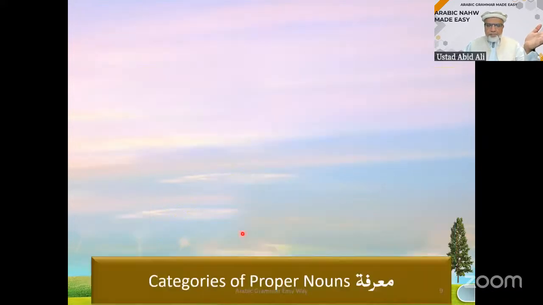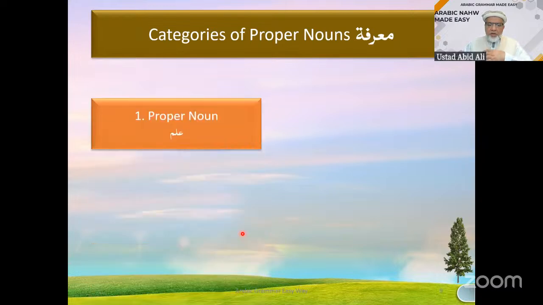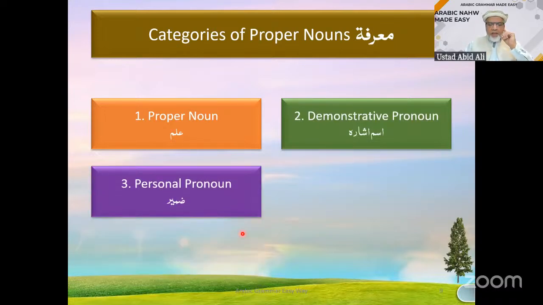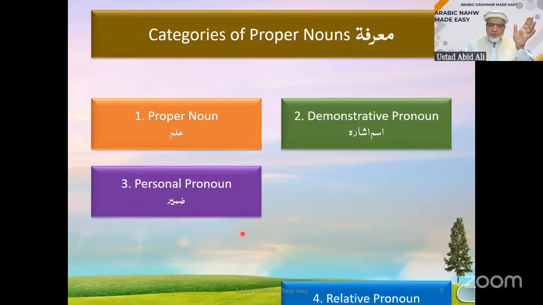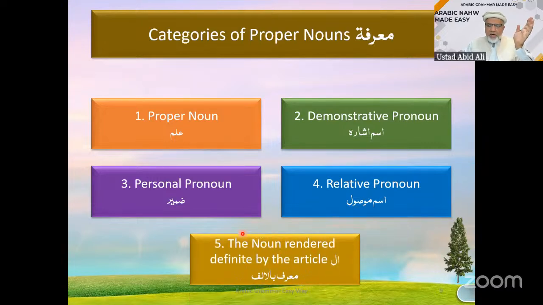Okay. So if the mubtada is supposed to be marifa, meaning a proper noun, then how many categories of proper nouns have we learned? We have learned 5 categories. One of them is alam. One of them is demonstrative pronouns. What is demonstrative pronoun? Ismul ishara. Then we have personal pronouns. And then we have relative pronouns. And we also have the al category.